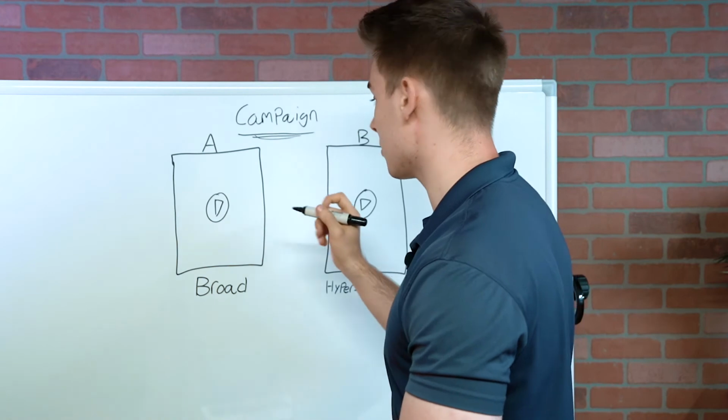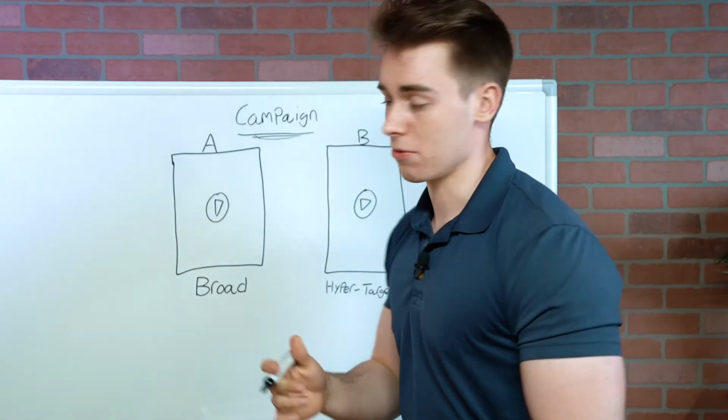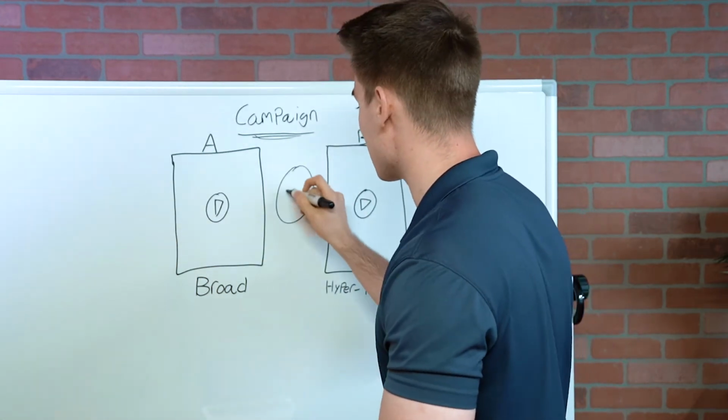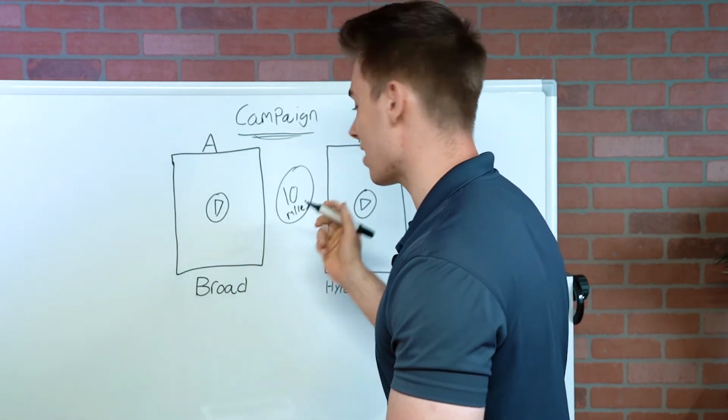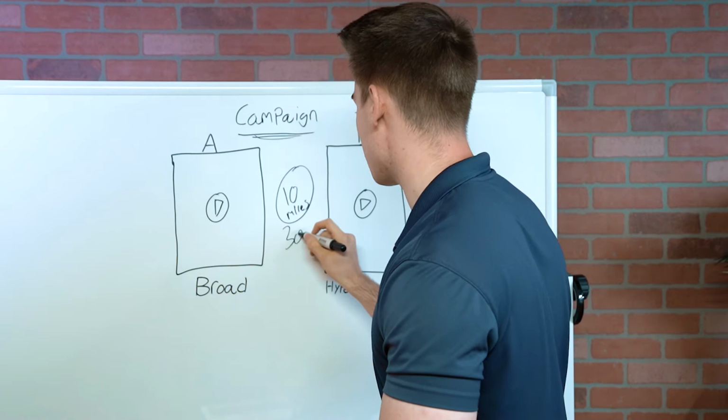But let's talk about some of the demographics of the way I narrowed my audience. So I did a 10 mile, I think it was 10 to 15 miles around my particular area, which ended up being, I think, roughly 30,000 people or so.